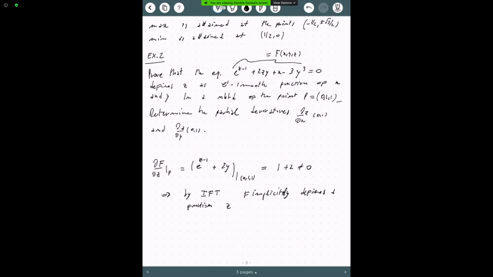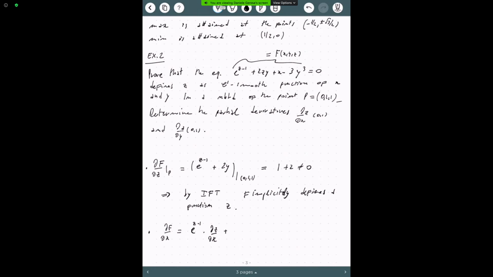Okay, so this is already the first point. We want to compute the partial derivatives of z with respect to x and y at the given point (0, 1). So let's see. We can differentiate f, for instance, with respect to x. Now we have to regard z as a function of x and y because we know that this implicit function does exist. So we get e to the power of z minus 1, and then we multiply by the partial derivative of z with respect to x.